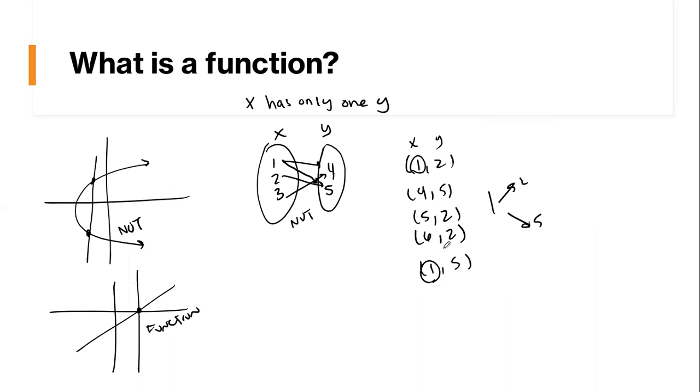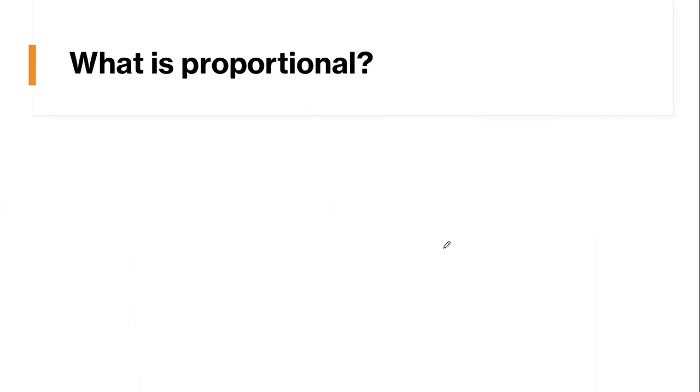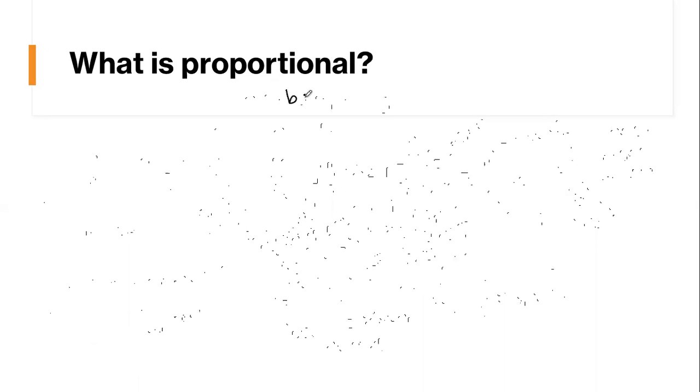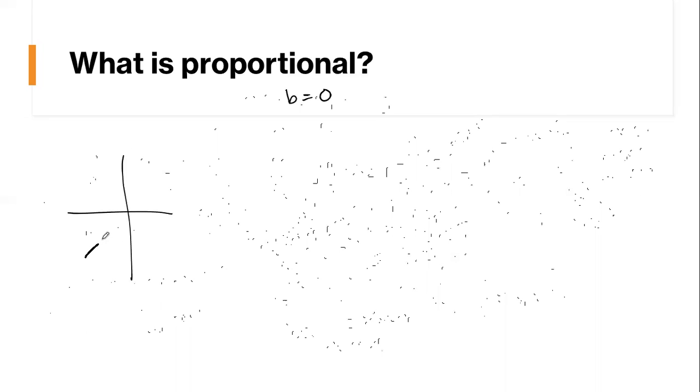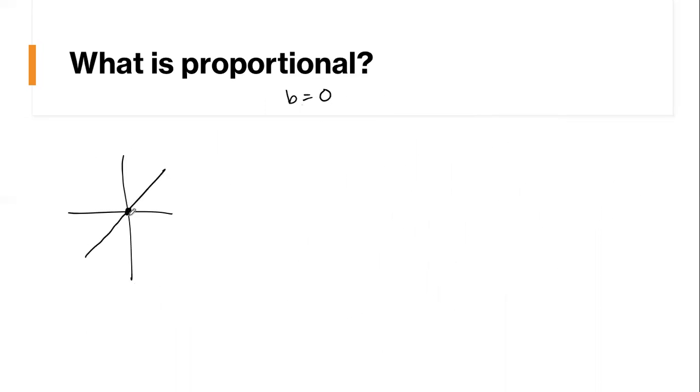The other thing is, what is something that's proportional? If something is proportional, that means it has a y-intercept of 0. So in a graph, all I have to see, does it go through the origin? Bam, it goes to the origin. That means the y-intercept is 0. That means it's proportional.